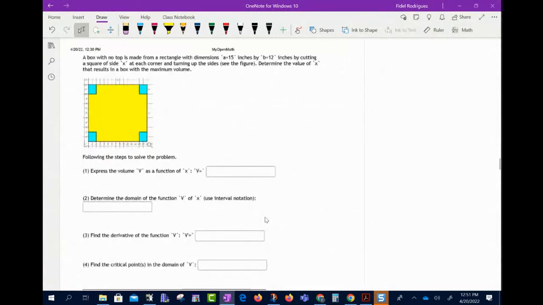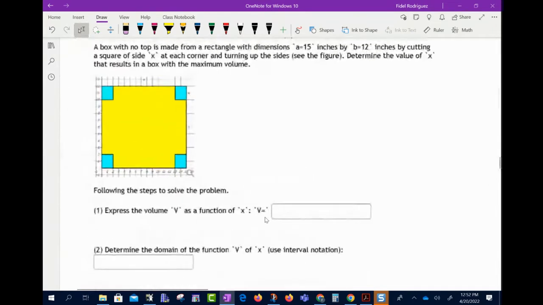It says a box with no top is made from a rectangle of dimensions A being 15 inches and B being 12 inches by cutting a square of side X at each corner, turning up the sides. See the figures. Determine the value of X that results in a box with a maximum value. Okay, so look, y'all, I'm going to zoom in a little bit here.